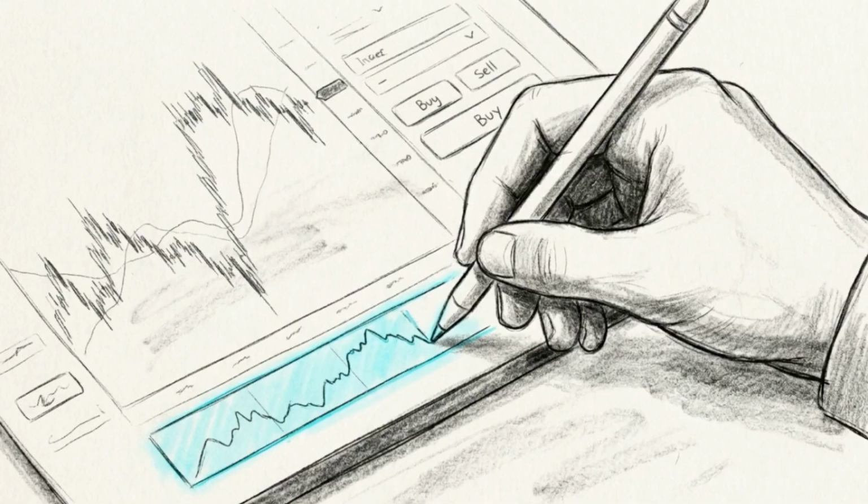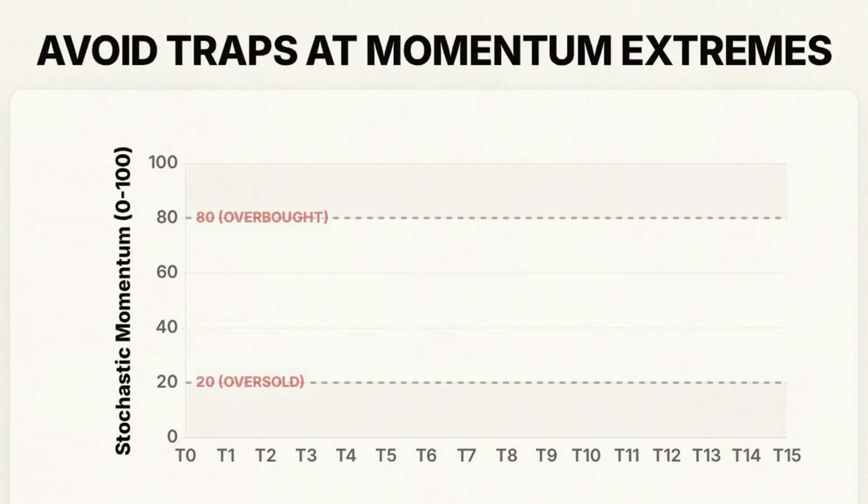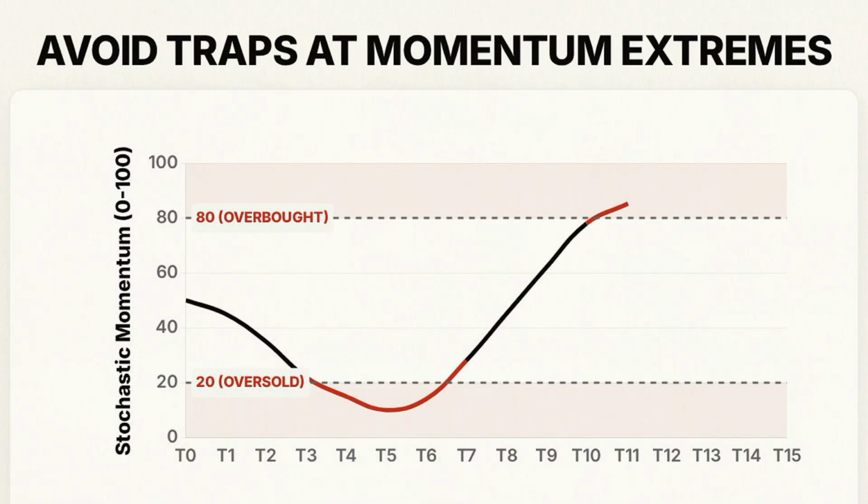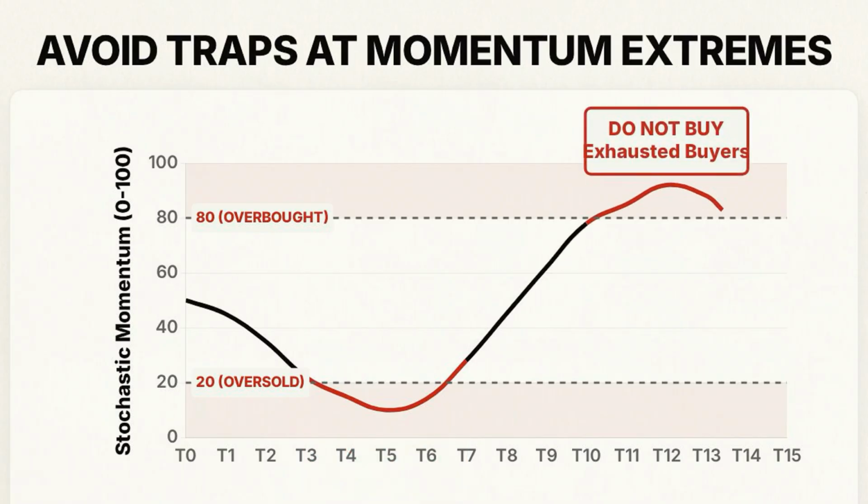Step 2 requires us to look down from the main price chart and check the stochastic indicator. This graph tracks momentum between 2 thresholds, 80 for overbought and 20 for oversold. If price breaks down but stochastic is below 20, do not short. Conversely, if price breaks upward but the line peaks above 80, do not buy.